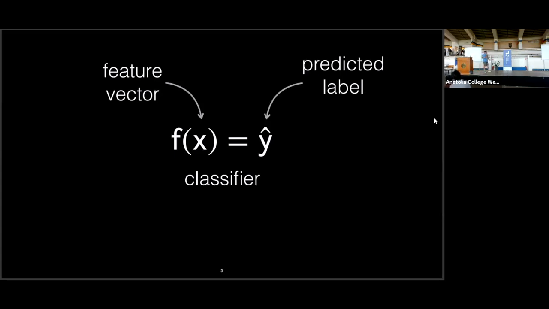So let's start simple. Let's just think of classification. And throughout this talk, I'll be talking about classification almost exclusively. Imagine we have a feature vector x. It goes into some function f of x that's a classifier, and out comes our prediction y hat.